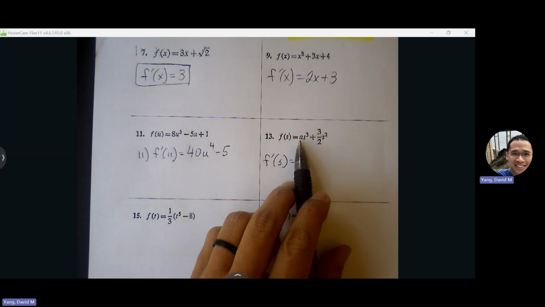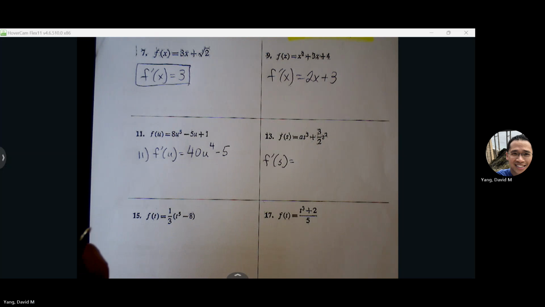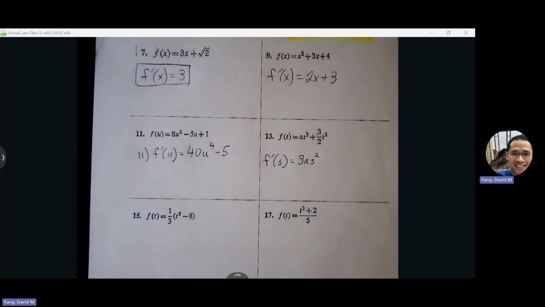Think of A as just some number that's attached to the variable S cubed. What do you think the derivative of A S cubed would be? 3A. Yeah. We just don't know what that number is, but it's just going to hang out in front just like how other numbers would hang out in front.